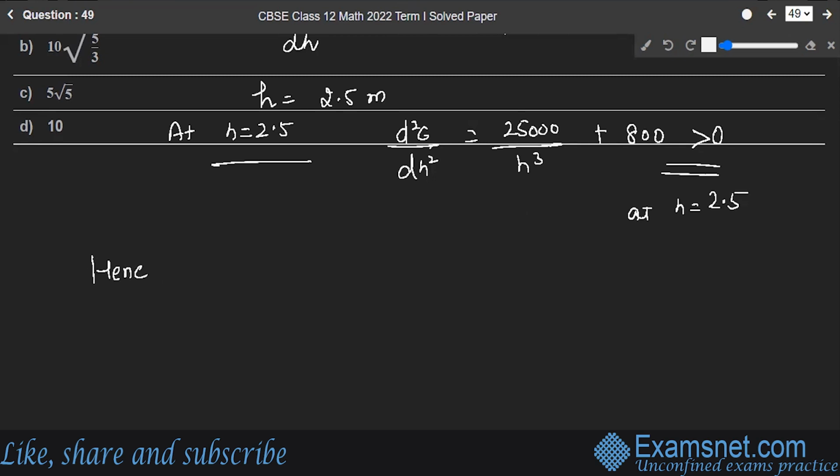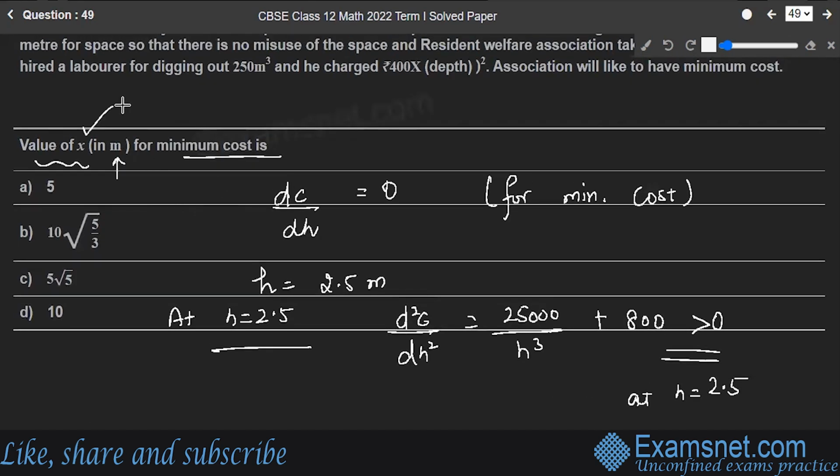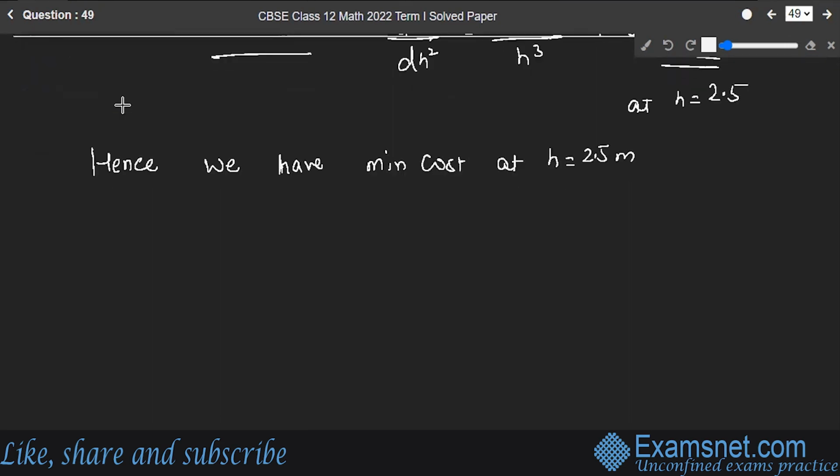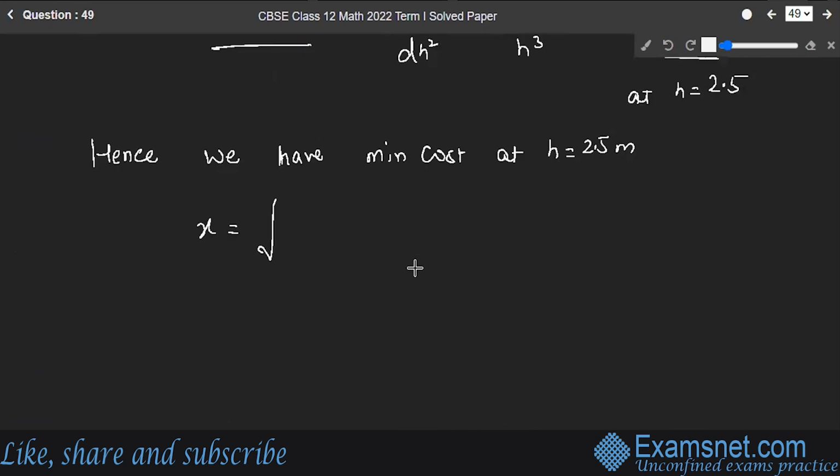So hence, we have minimum cost at h is equal to 2.5 meters. Now, what is the value? Actually, in the question, we are asked for the value of x for which the cost is minimum. So, x is given by root of 250 meter cube upon h. How did I come to this formula?